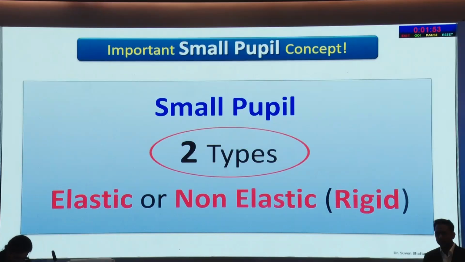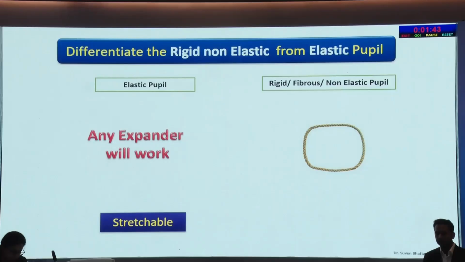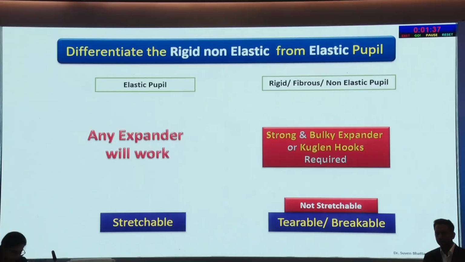Small pupils need to be classified into two types, very clearly, elastic or rigid. Elastic is like a rubber band, and you could use any device. If it's an intraoperative miosis which comes down, it is an elastic pupil. But the rigid one is like a string. You need to tear it. There is no way it's going to expand. So you have to make it favorable for expansion, depending upon how rigid it is.